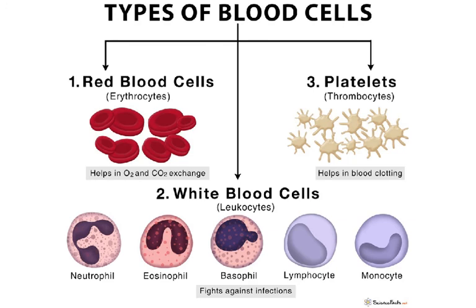Another diagram showing you these red blood cells help in oxygen and CO2 exchange. Platelets help in blood clotting. White blood cells, all these different types, neutrophil, eosinophil, basophil, fight against infections. Some neutrophils are called phagocytes, and those can move out of capillaries. So here is another diagram for you to pause and have a look at and remember these.